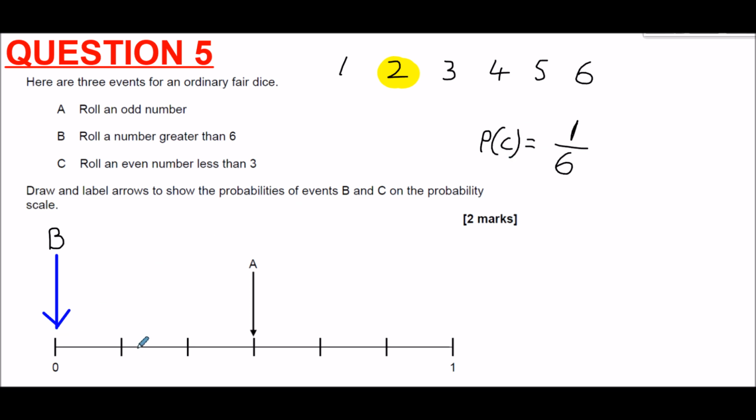Now, thankfully, this probability scale has been divided into 6ths for us already, and so we just want 1 notch out of 6 notches along. So once again, we get a ruler and point clearly to this location here for C. So do the arrow, finally after the arrow label it C, and that's question 5 done.